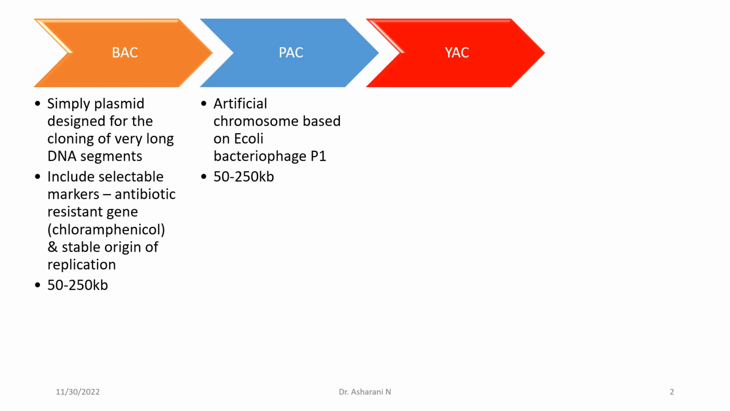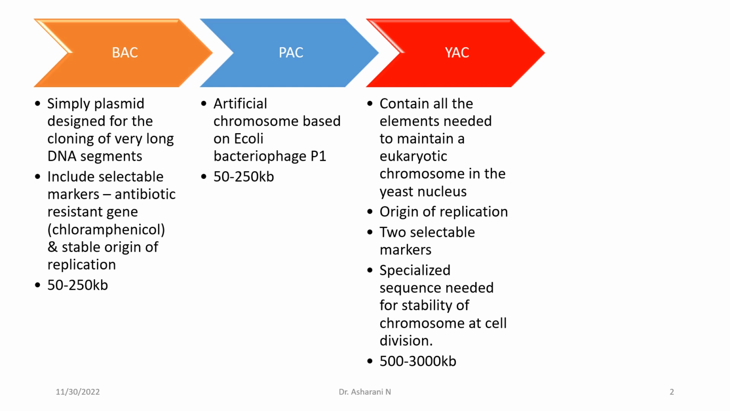Then we have YAC, that is yeast artificial chromosome. So the importance of this is they can take up a large segment of DNA, somewhere around 500 to 3000 kilo base pair, and they also have all elements which can maintain the eukaryotic chromosome in a yeast nucleus, like origin of replication, and also they will have 2 selectable markers which can be used for identification of these clones, and also they will have a specialized sequence needed for the stability of chromosomes during cell division.